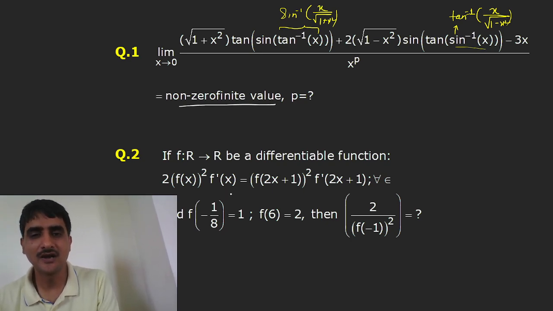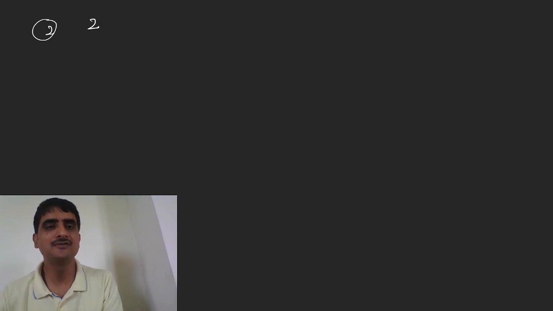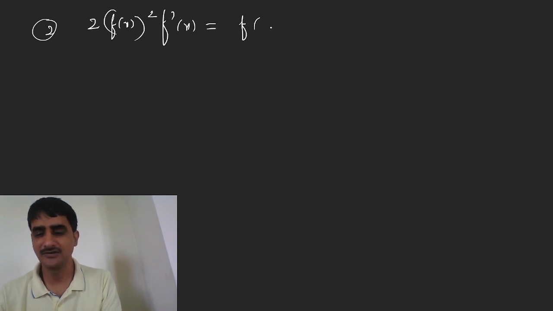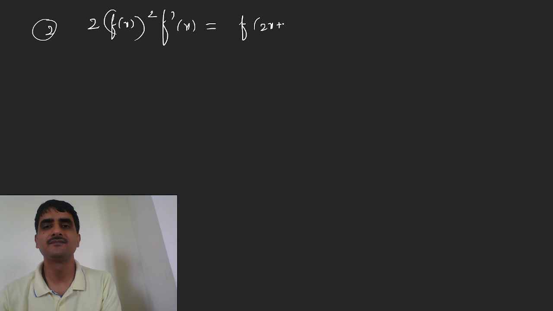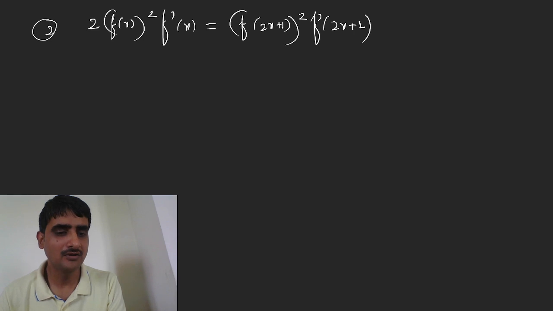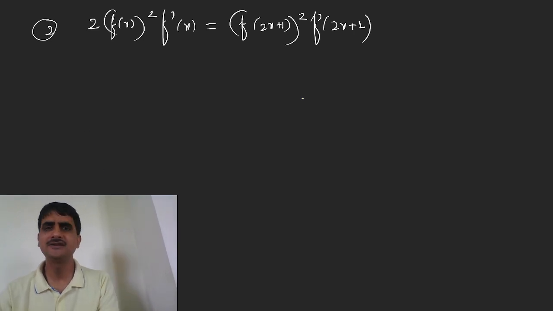It's a simple one, of course. What are we given? It's a simple direct thing given to us. So this time it's f dash x, and then f of 2x plus 1 whole square, f dash of 2x plus 1. Now just integrate it.